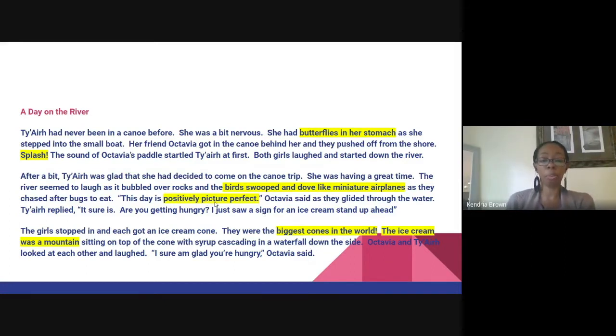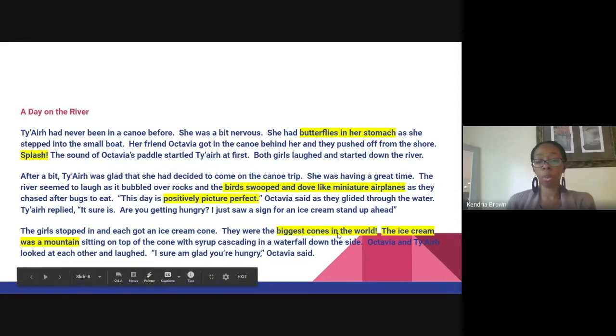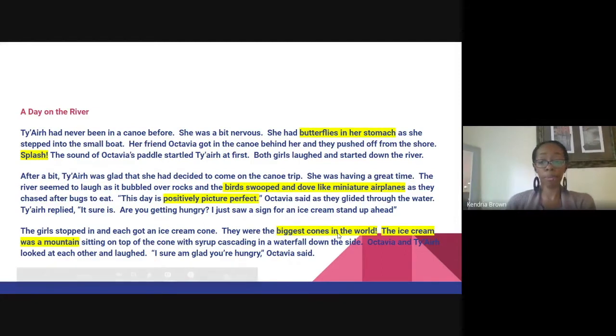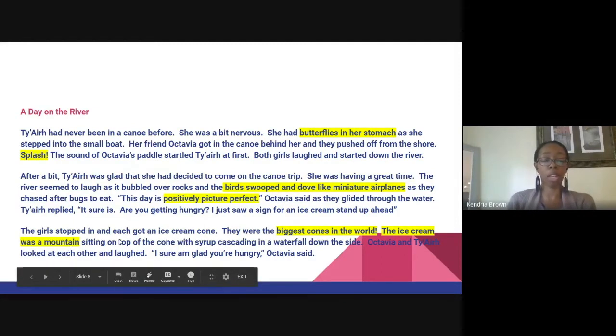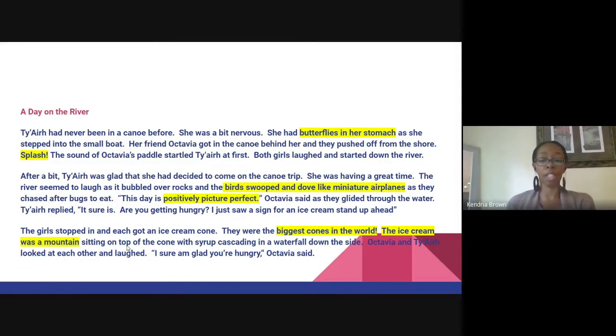Positively picture perfect is an example of alliteration because the p sound is being repeated throughout that sentence. The biggest cones in the world, again, that's a bit of an exaggeration, so that would be a hyperbole, okay? And then the ice cream was a mountain. That is an example of a metaphor. We're comparing the ice cream size to that of a mountain, but we're not using like or as.